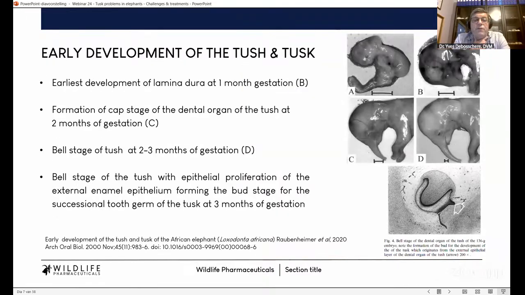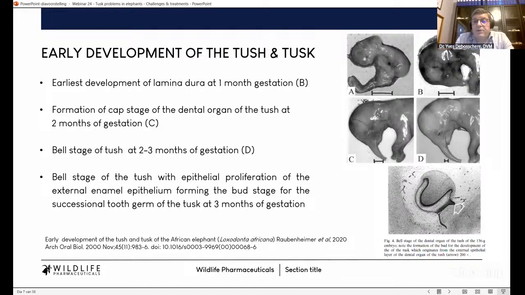If we look at the early development of tusks, it starts very, very early in life. The earliest development of the dental lamina, that is the part that will start the tusk, is at 1 month of gestation, and the 1 month of gestation is picture P. So that is a fetus of 1 month old. The cap stage will already start at 2 months of gestation, and it's there that the dental organ of the tusk will be formed. At 2 to 3 months of gestation, the bell stage will be there, and the bell stage is where everything will start.